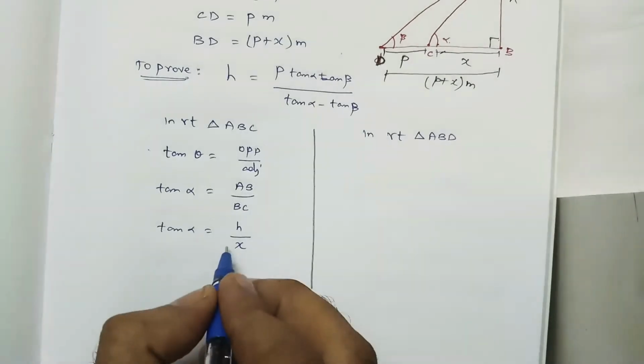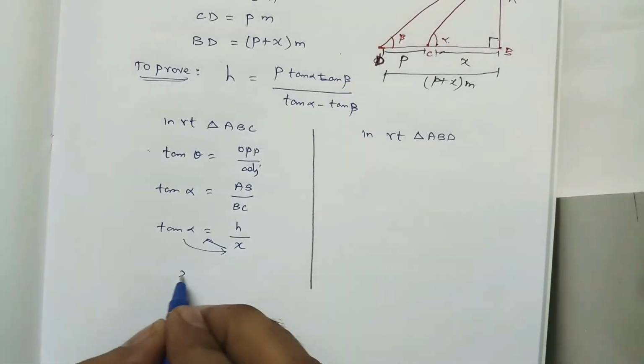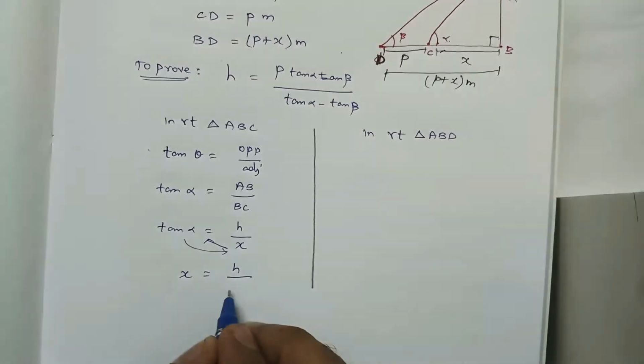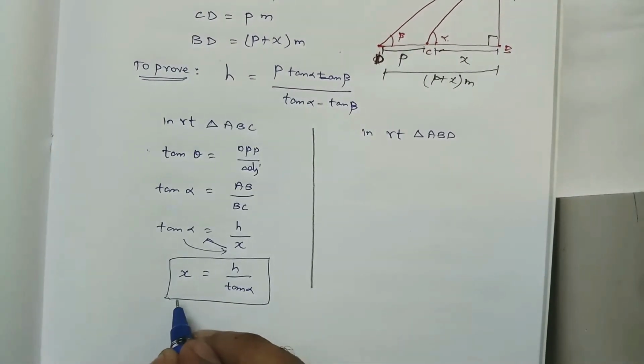So I'm taking this x to the LHS and tan alpha to the RHS, then x is equal to h divided by tan alpha. Now I have found the value of x alone.